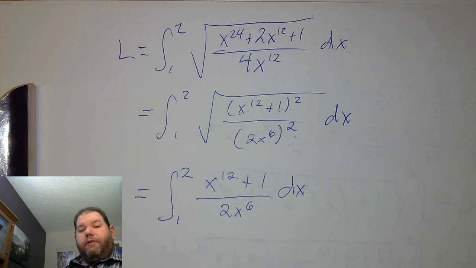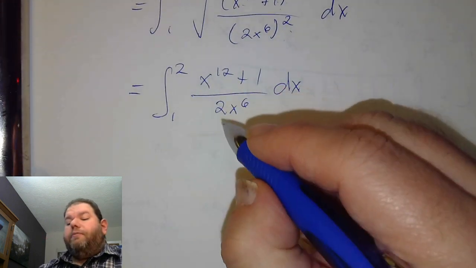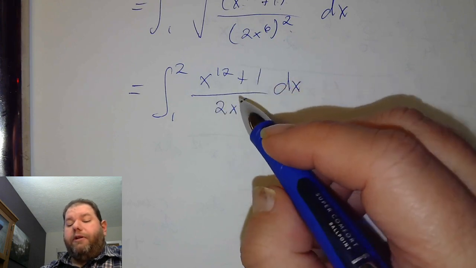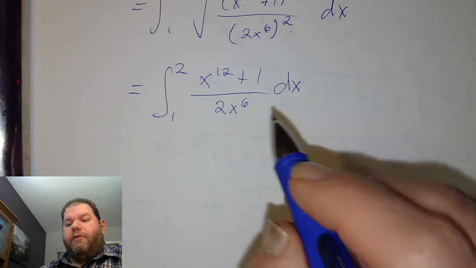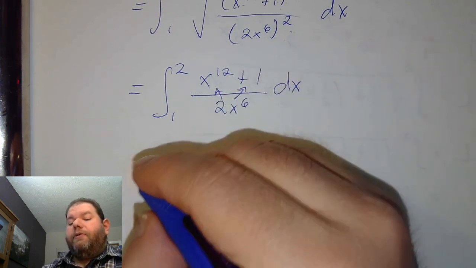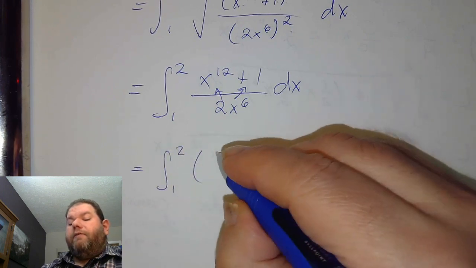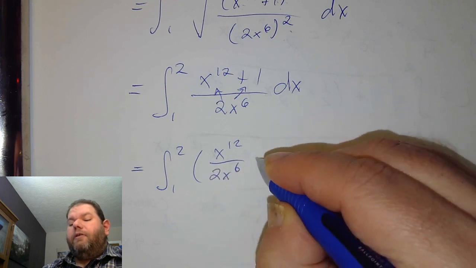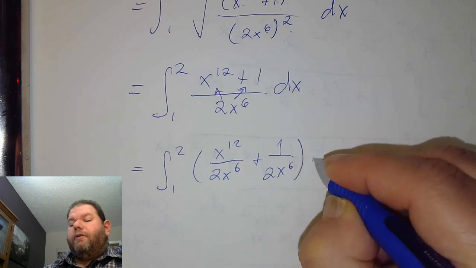So we've completed the square root. Now, we still need to be able to integrate this, and we're not at a point yet where we can integrate. But because we have one term on the denominator like we have here, let's just split this up into two separate terms. So we have x to the 12 over 2x to the 6 plus 1 over 2x to the 6.